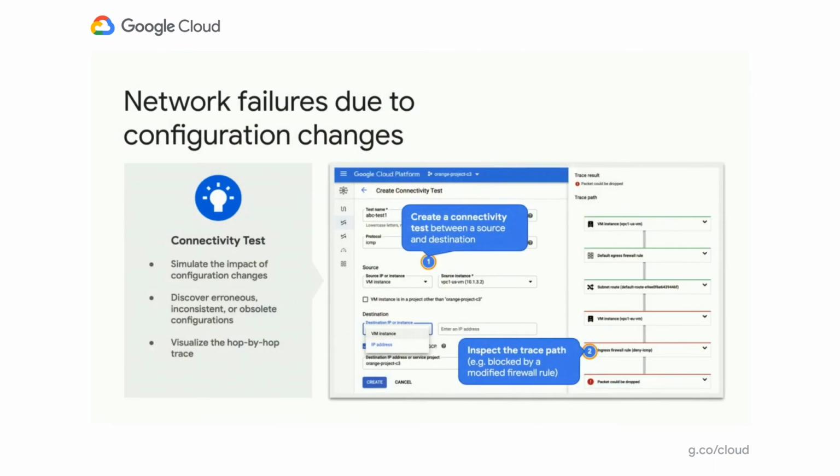Hey, what if I break something important? So for that, he uses the connectivity test in the Network Intelligence Center, which allows him to verify and double check the impact of these configuration changes as he's applying them. This gives him confidence, especially in a couple of scenarios in which maybe he wasn't 100% sure if it was okay to remove a particular firewall rule.